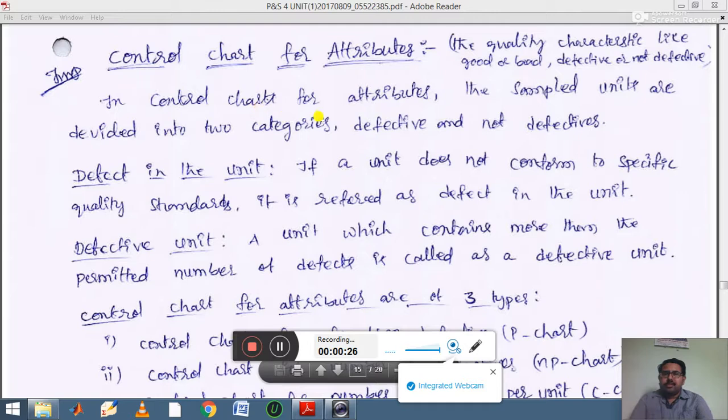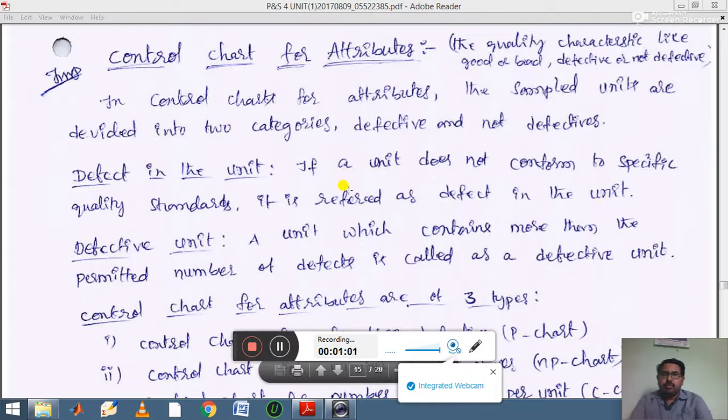In control charts for attributes, the sampled units are divided into two categories: defective and non-defective. First, defect in the unit. The definition is: if a unit does not conform to specific quality standards, it is referred to as a defect in the unit. Please try to understand, a defect is different from a defective unit.